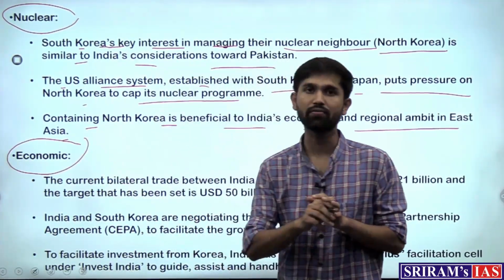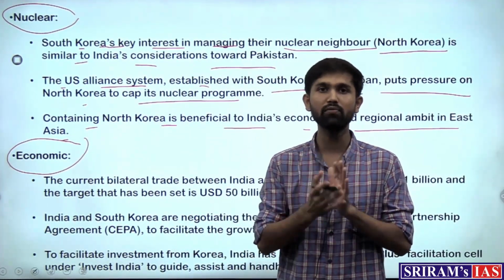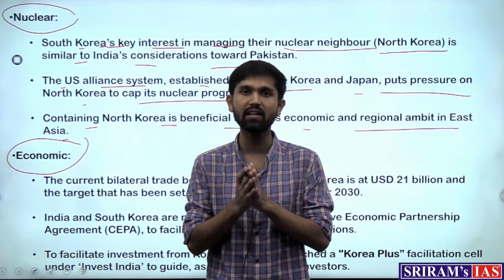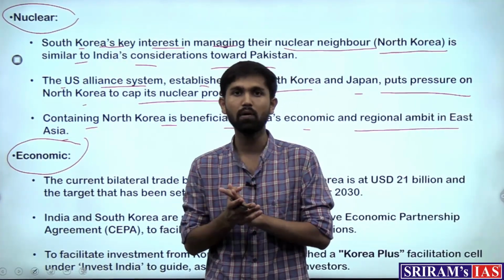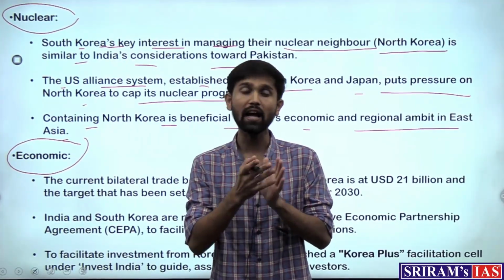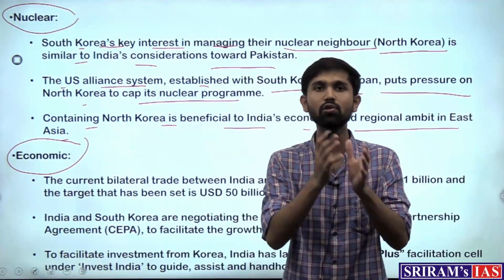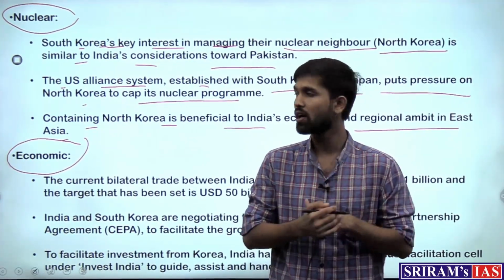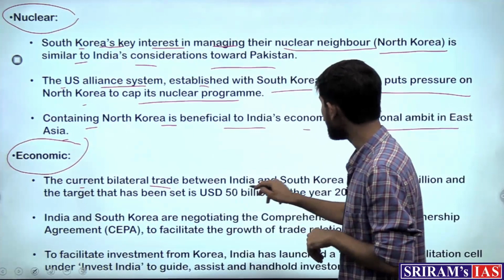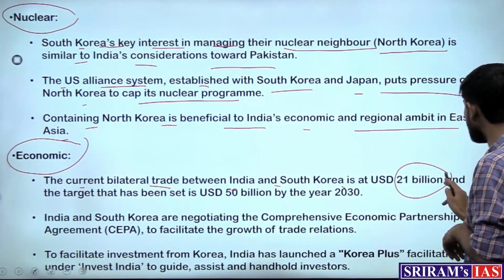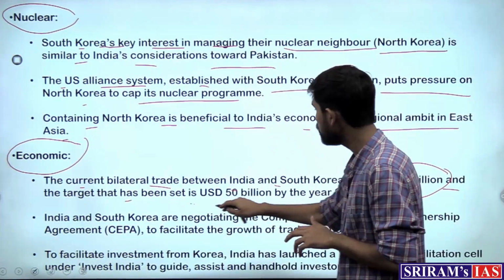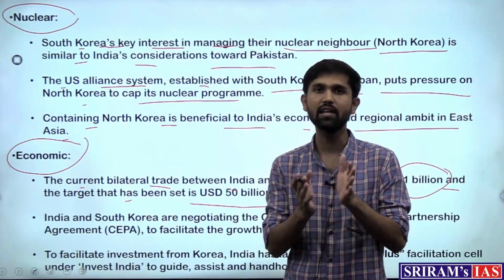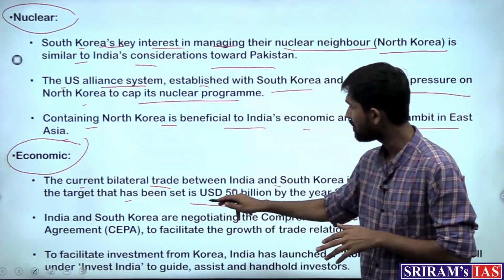Next is the economic front. This is by far the most important front in which both countries can participate, because both of them are worried about Chinese involvement in their countries, wherein in India also China is participating in trade a lot, and similarly in South Korea. So both of them can collaborate with each other and break this dependence on the supply chain of China. The current bilateral trade between India and South Korea is at 21 billion, and their target has been set to increase it to $50 billion by the year 2030. And if their partnership is enhanced, this target can be easily reached.